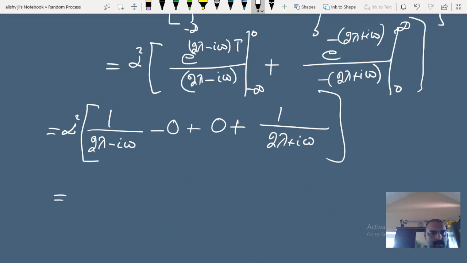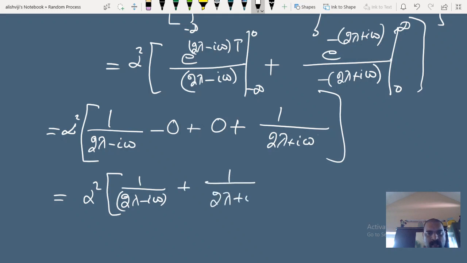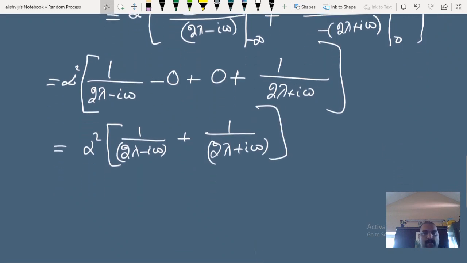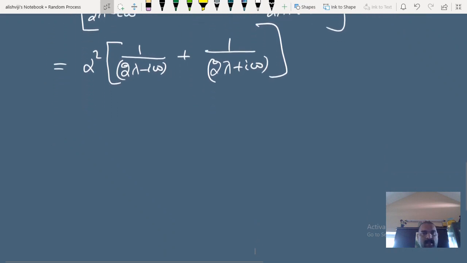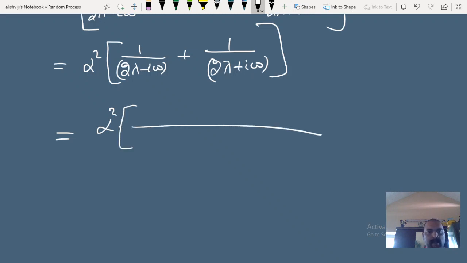So this is equal to alpha square into 1 by 2 lambda minus I omega plus 1 by 2 lambda plus I omega. So this is the power spectral density which we are looking for, and anyway we can simplify it a little. This is alpha square into, we can take 2 lambda minus I omega into 2 lambda plus I omega as the LCM.